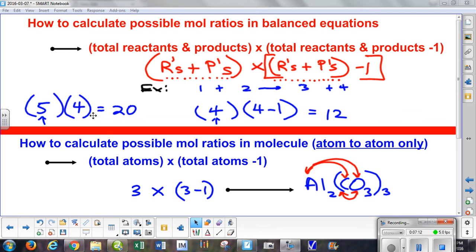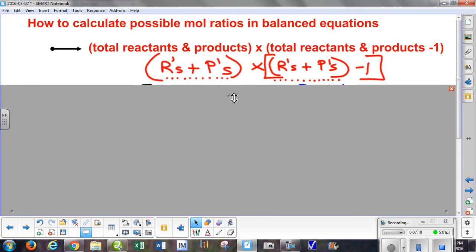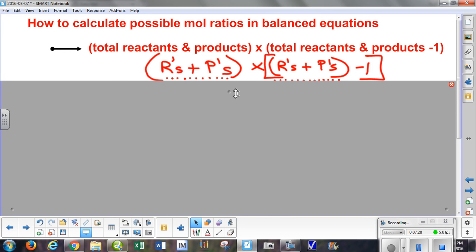And for this, all we have to do, and let's clear the screen up a little bit for you, and now let's focus on just what I've said here at the top. How to calculate possible mole ratios in balanced equations. Well, here it is, right here. And that is the total reactants and products together times the total reactants and products together minus 1. And we multiply those two by each other.